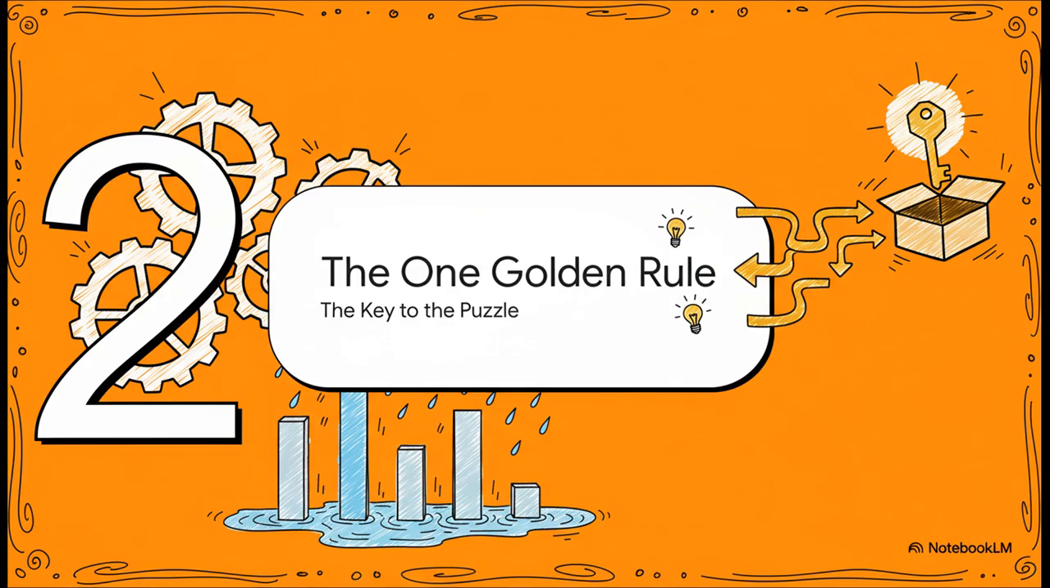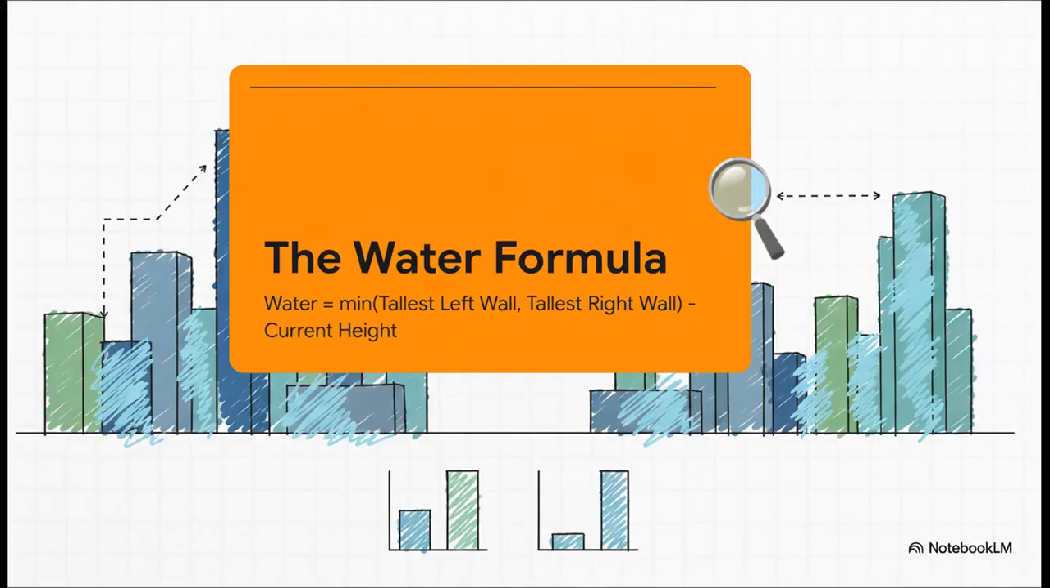Now, before we write a single line of code, there is one simple rule. This one idea unlocks the entire problem. I'm serious, once you really get this, you are 90% of the way to a solution. And here it is. This is the golden rule. For any single spot on our map, the amount of water sitting on top of it is determined by the shorter of 2 walls, the tallest building to its left and the tallest building to its right. Whichever of those two is smaller, that sets the water level. Then you just subtract the height of the building you're currently on, and boom, that's your trapped water. If the result is 0 or negative, obviously there's no water there.